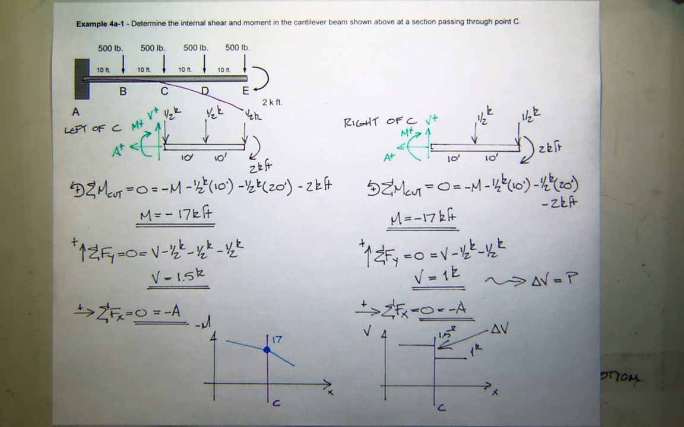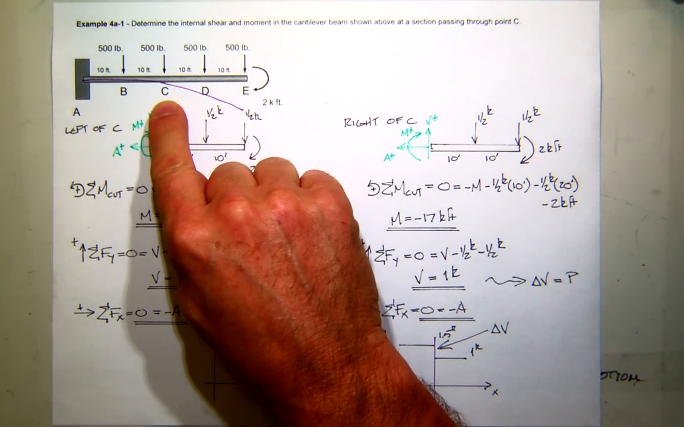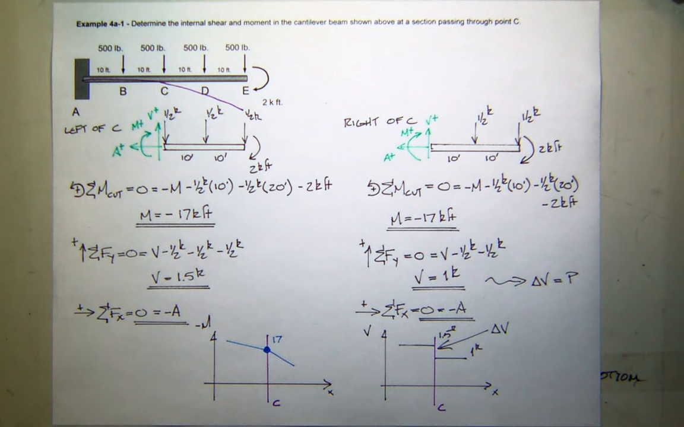Usually on the exam, because I want to make it a little more straightforward, I probably won't ask you for a point right underneath a force. But if I did, you really have to tell me two values, one to the left and one to the right. All right, so any other questions about this one?